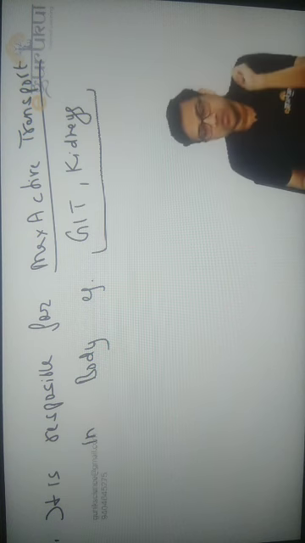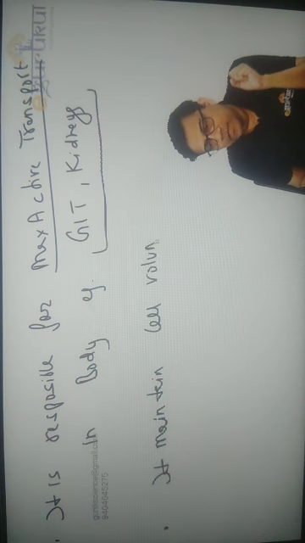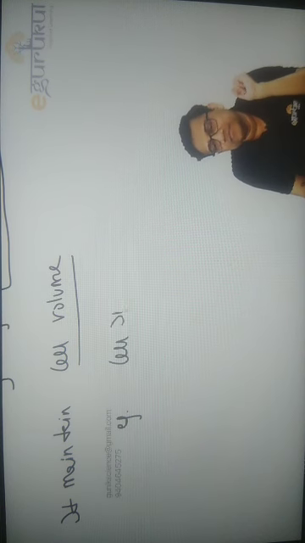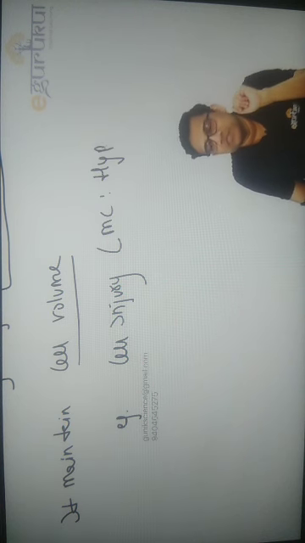Therefore it is also responsible for what? Next, it maintains cell volume. Not just does it help in RMP, AP and transport, but it also helps in the cell volume. How? I'll give an example. Example is cell injury. Now the most common is hypoxic injury, and the most common cause of hypoxia is ischemic.